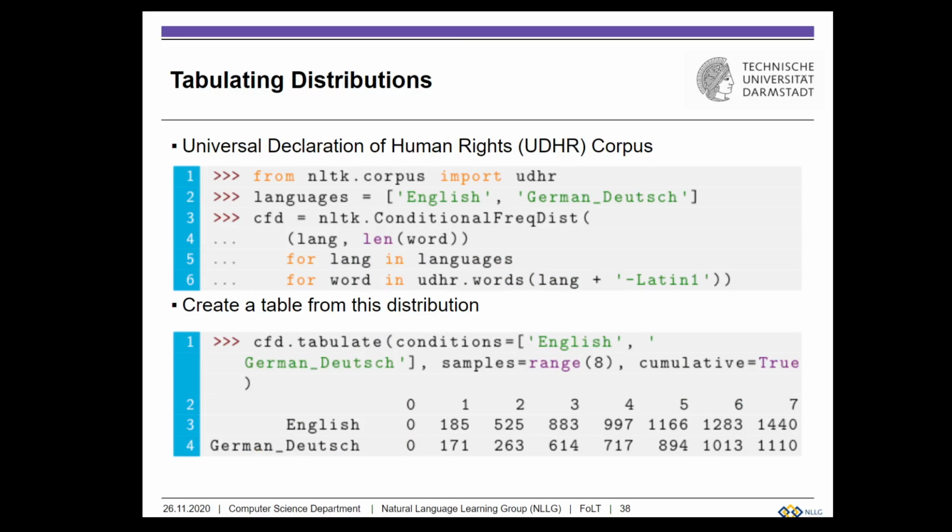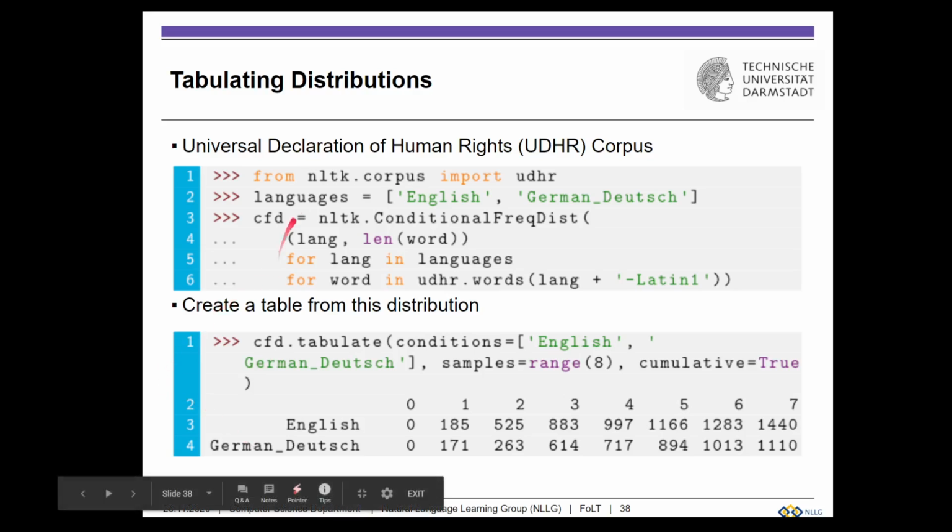Okay, so now that we've understood the basic principle, let's do some concrete application with the Universal Declaration of Human Rights, which is also a corpus. This is a rather short text, I think, and it has been translated into many languages because the Declaration of Human Rights should apparently be universal, so it should apply to all humans. So we also need to make it available to many different humans across different languages. Now we want to apply our conditional frequency distribution to this text corpus.